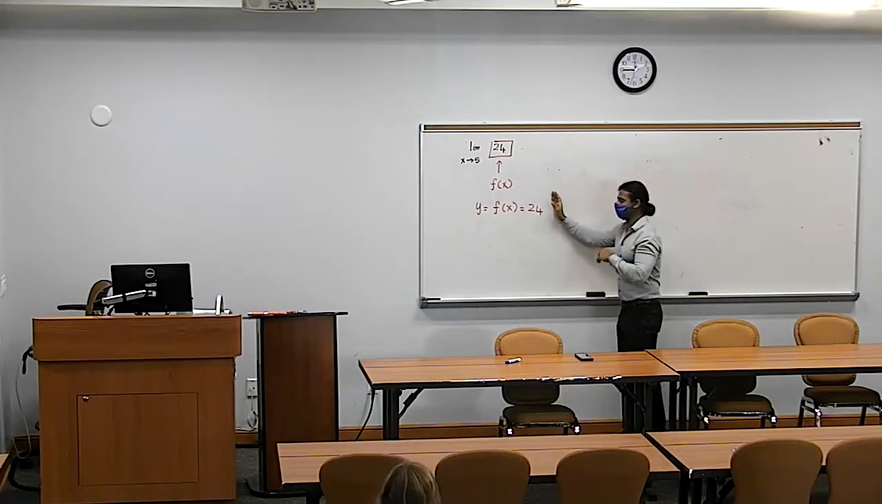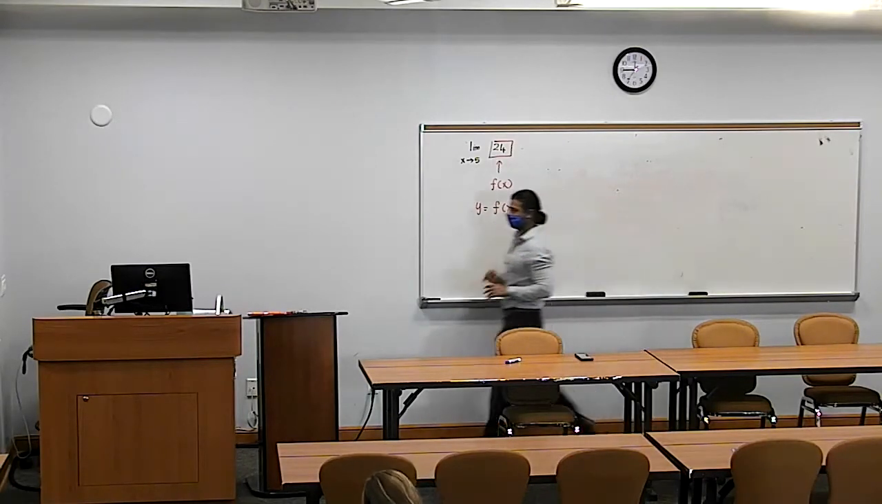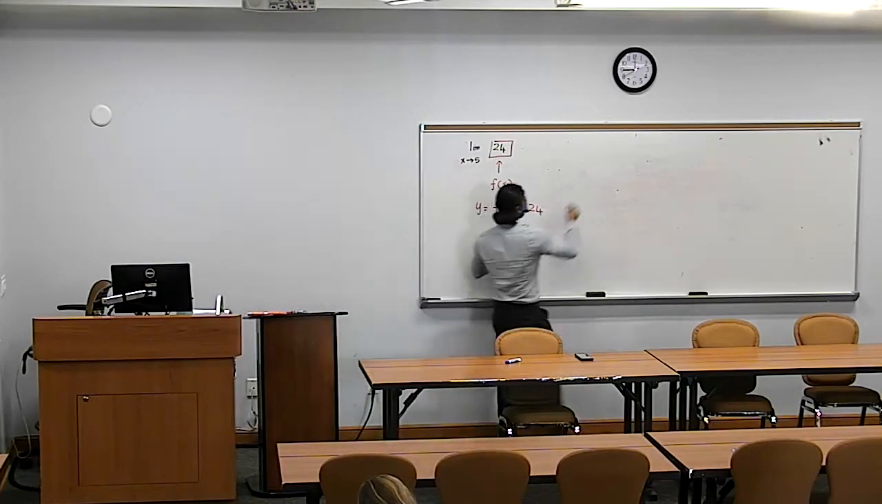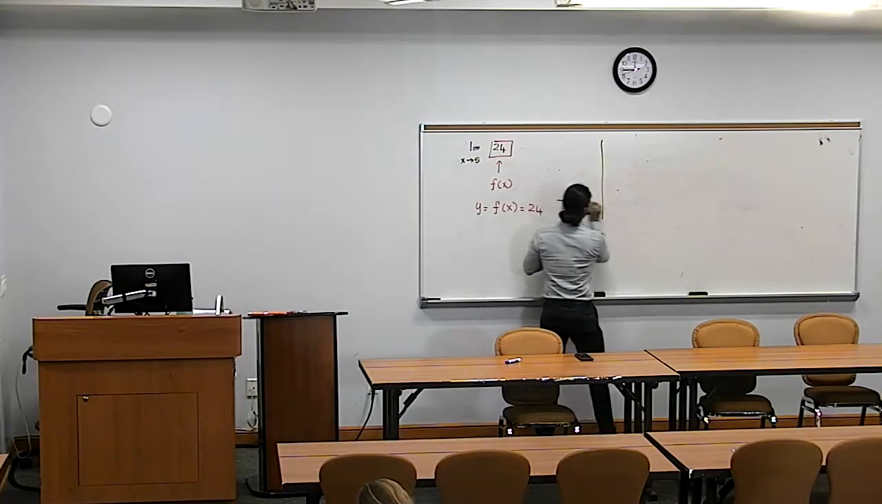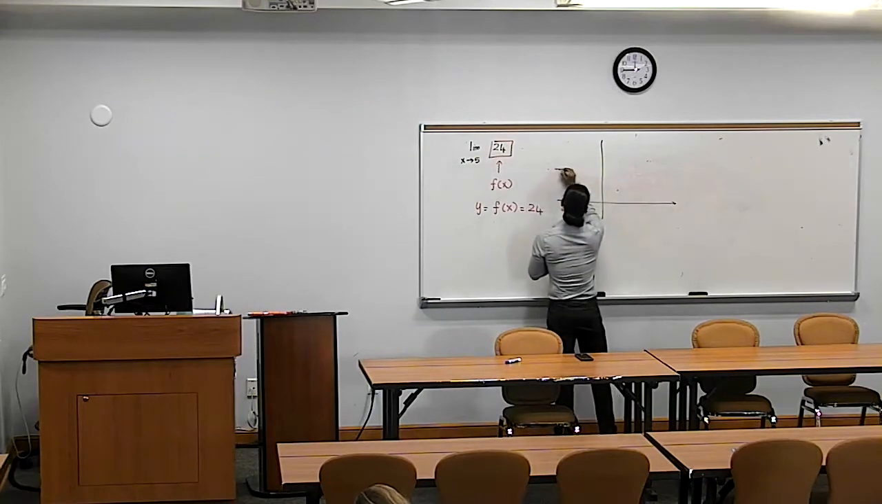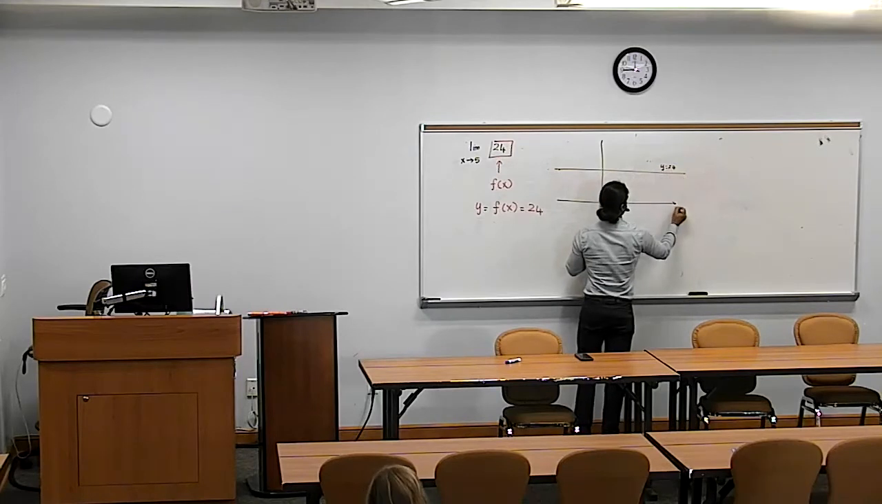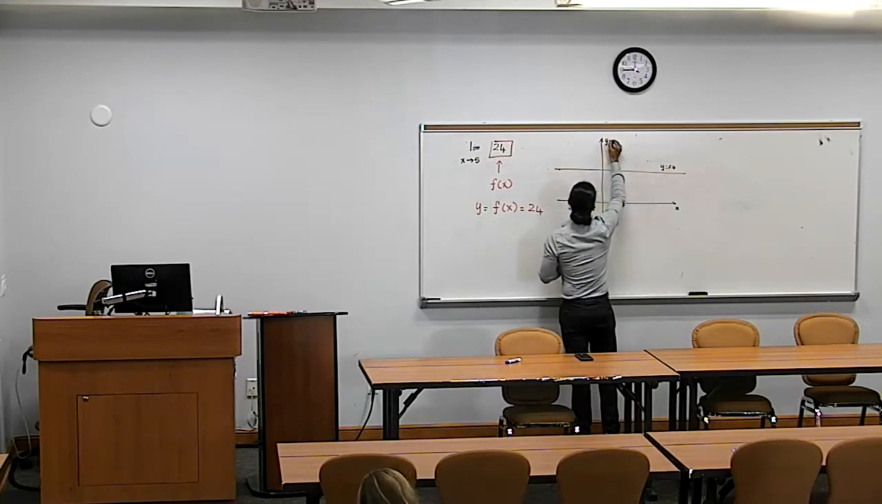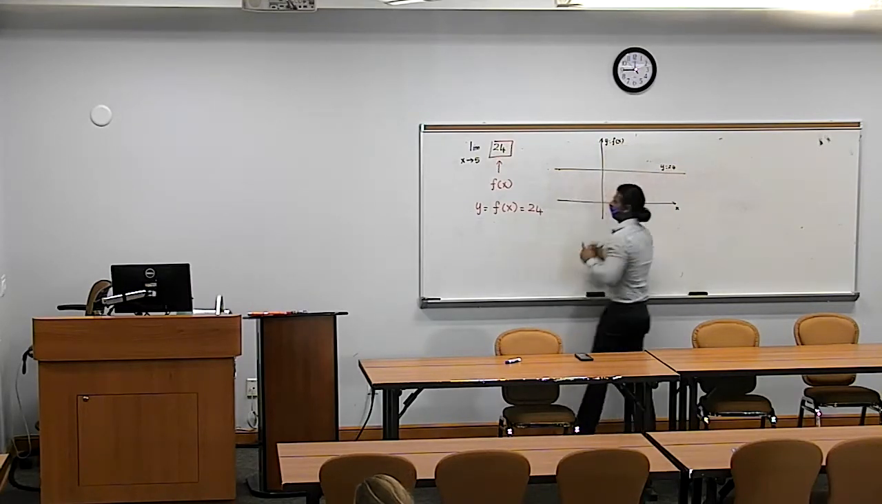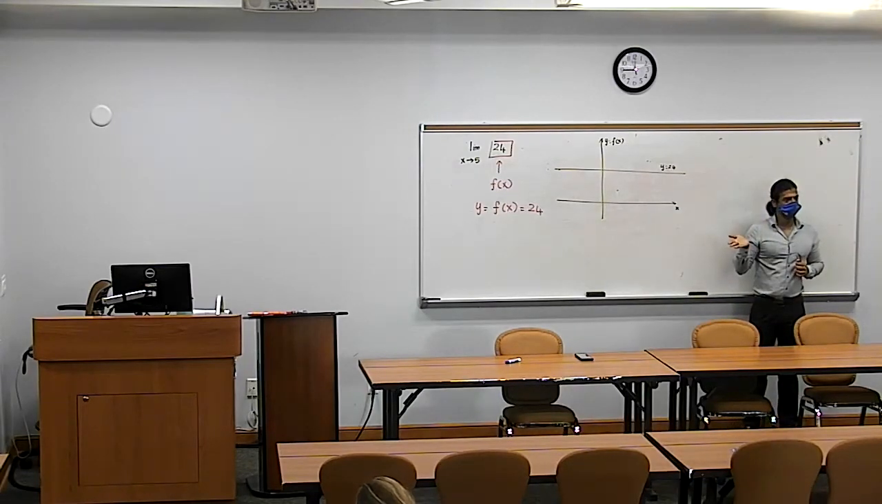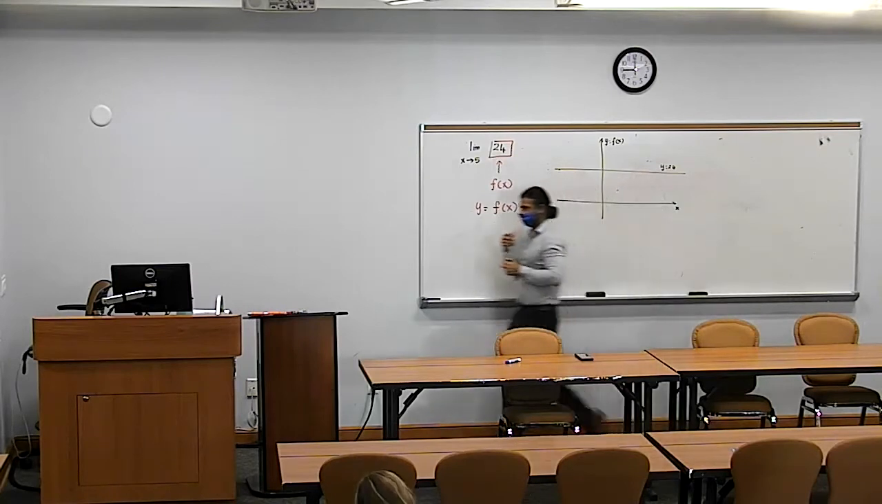So if I draw from negative infinity to infinity, no matter what value of x I plug in, y would always be 24. Do we agree? So the limit here is 24.